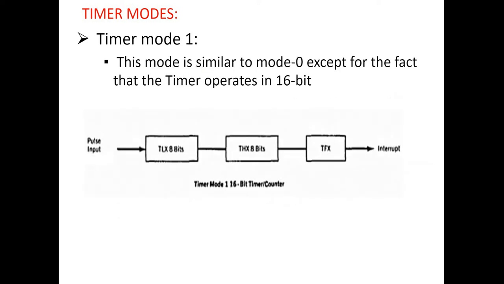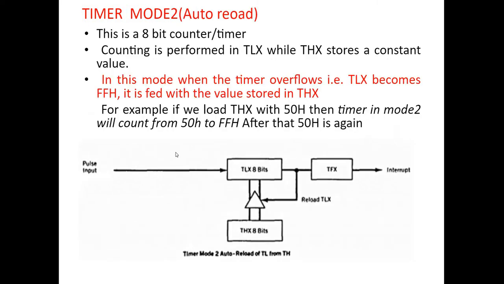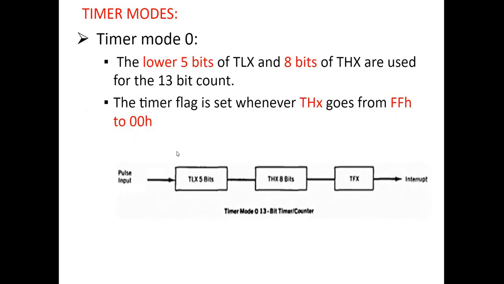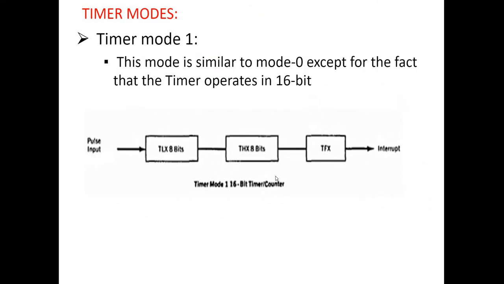Next is the timer under mode 1. This mode is similar to mode 0, except that this timer operates in 16 bits. Here the lower register is loaded with 8 bits, and the higher register is also loaded with 8 bits, and the timer flag will be set whenever the timer rolls over from FF to 0.